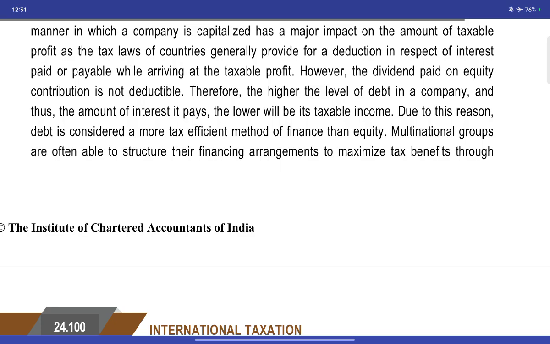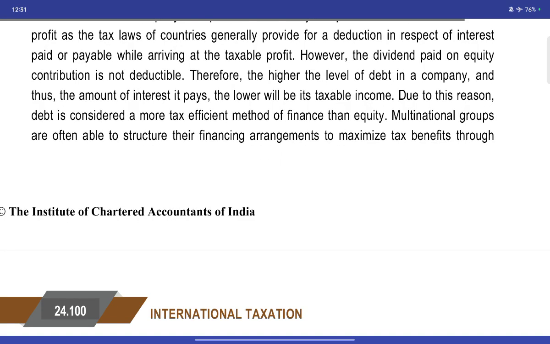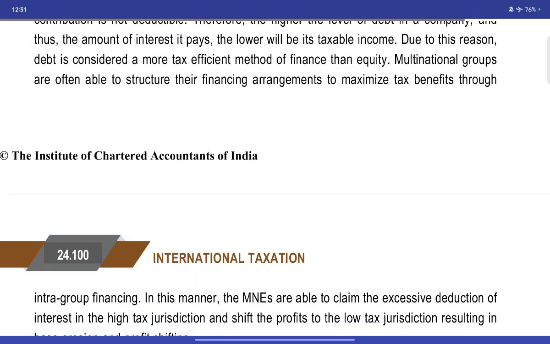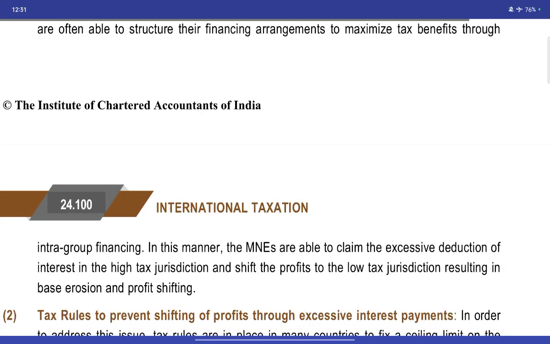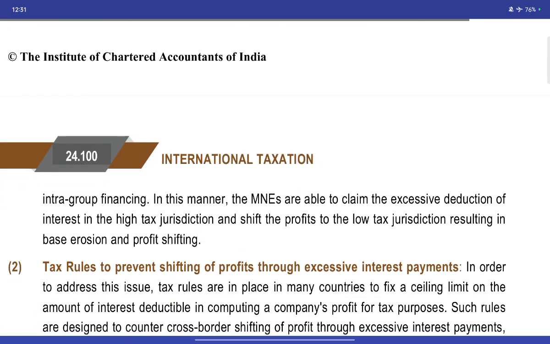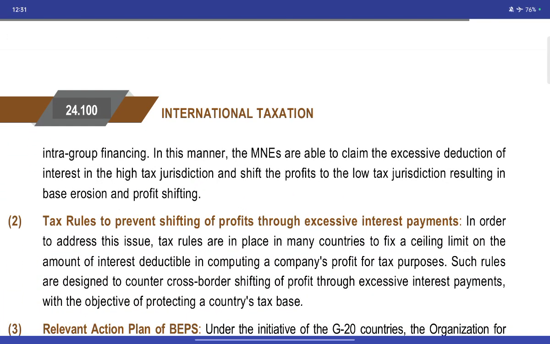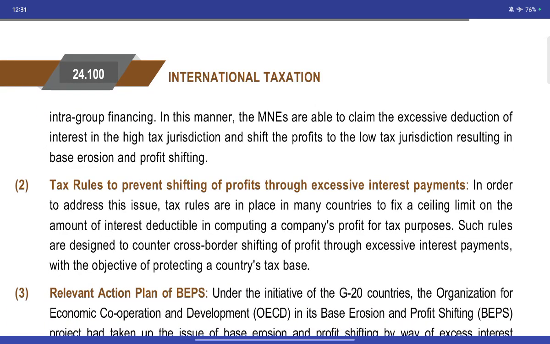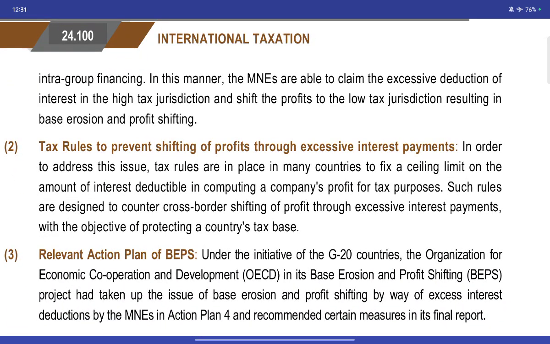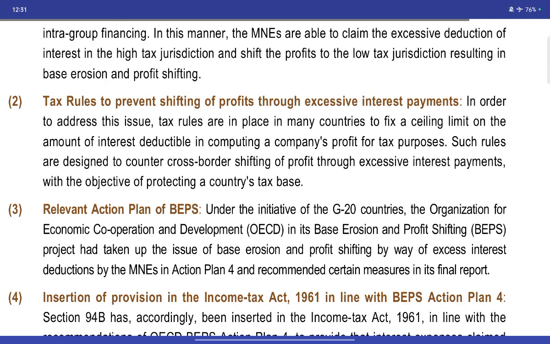Therefore, the higher the level of debt in the company, that is, the higher the amount of interest paid, the lower will be the taxable income. For this reason, debt is considered a more tax-effective method of finance than equity. Multinational company groups are often able to structure their financing agreements to maximize tax benefits through intergroup financing, in a manner that the multinational company is able to claim excessive deduction of interest in the higher tax jurisdiction and shift the profit to the lower tax jurisdiction, resulting in base erosion and profit shifting. The tax rules are designed to prevent shifting of profits through excessive interest payment.